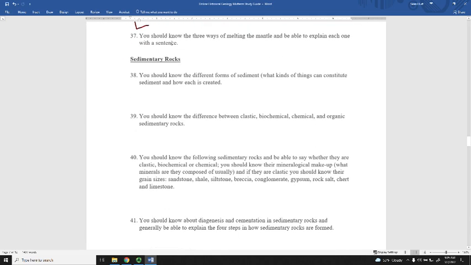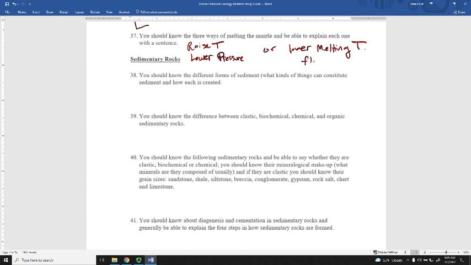Now, you should also know the 3 ways that the mantle can melt. Just really quick, you can raise temperature, so I'm just going to put raise T. You can lower P, lower the pressure. Or you can lower the melting temperature, and you do that by adding something to it. That's called flux melting. Lowering the pressure to melt the mantle is called decompressional melting.